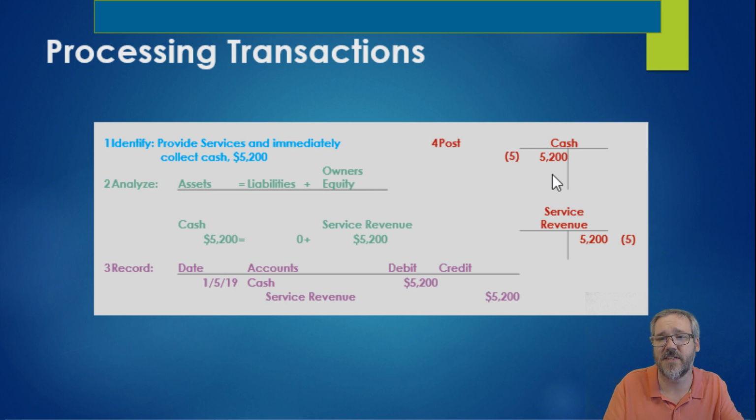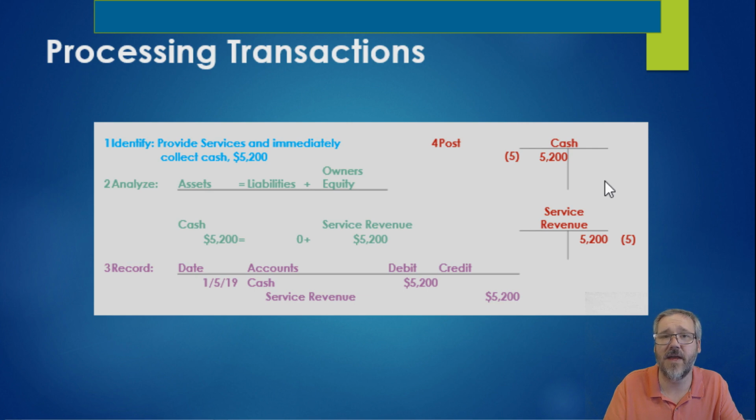So when I post this transaction, I don't have all of my cash listings on here, but of course every transaction that has affected cash up until this point is going to be in this list. And we can always determine an up-to-date, accurate cash balance by looking at these debits and credits, the incomings and outgoings of cash. And we can see down here service revenue has a credit entry of $5,200, again signifying the increase, the fact that I have earned revenue during this time period.